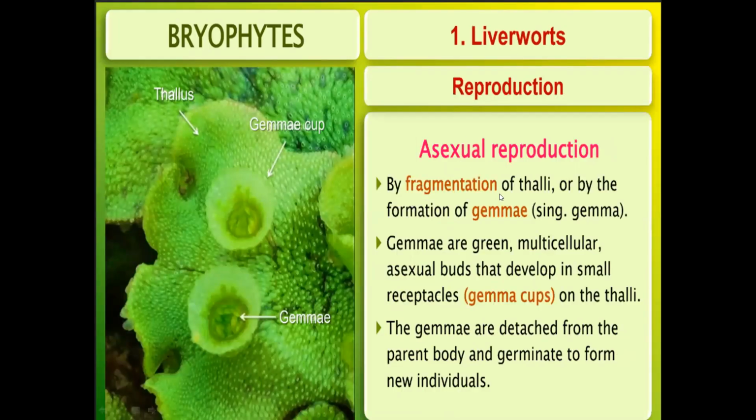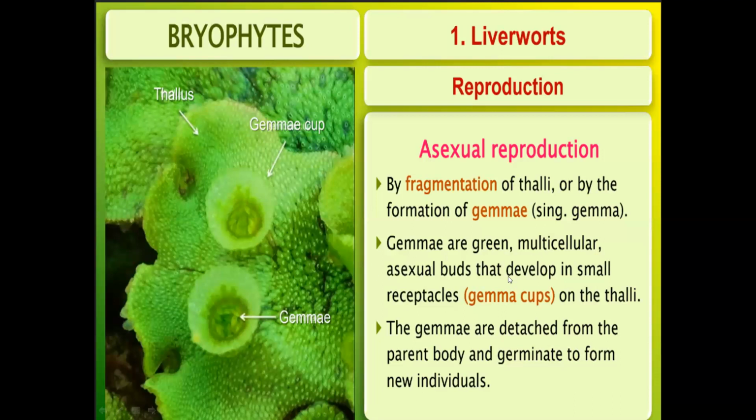Reproduction is asexual by fragmentation and gemmae. These are gemmae cups. They will not ask you to explain gemmae cups. Like these structures which come are called gemmae. Gemmae are green multicellular asexual buds which develop in small receptacles called gemma cups on the thalli. In these, spores will be produced. The gemmae are detached from the parent body and germinate to form a new individual. This will get detached, fall on the soil and start growing as a new individual.